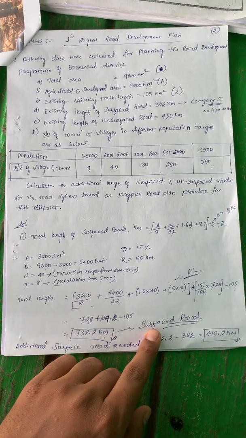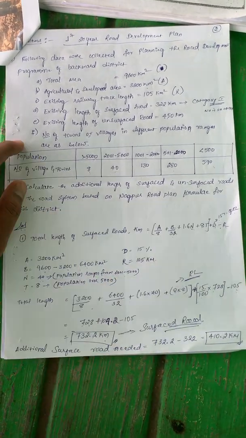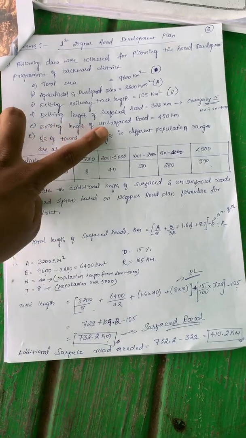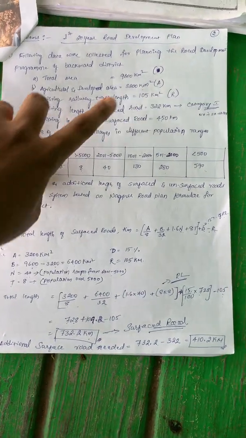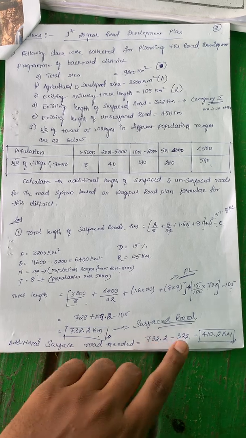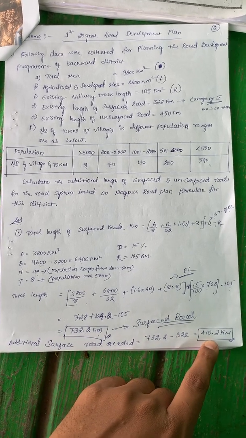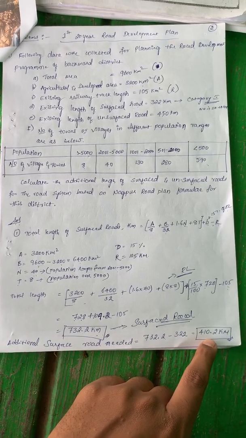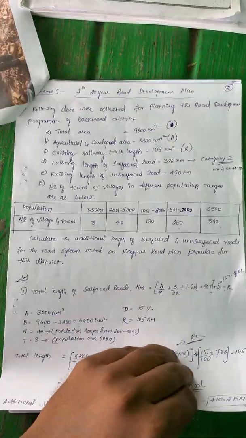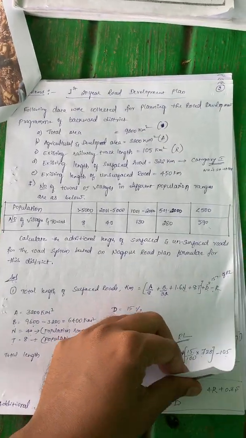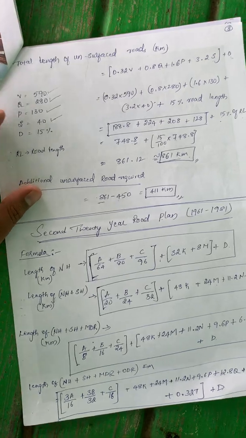We got the surfaced length. The existing surfaced road is 322 kilometers, right? So by subtracting both answers we get the additional surfaced road needed as 410.2 kilometers. So this is the calculation of the surfaced road.